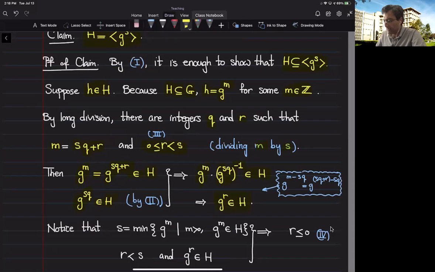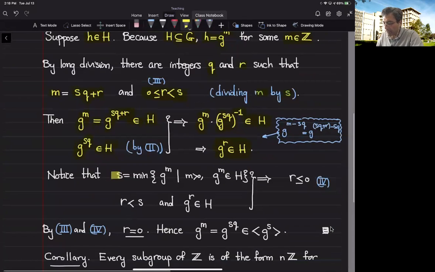But how can that be? Remember, s was the minimum of all positive integers where g to the m is inside H. Now, I'm telling you that g to the r is inside H, and r is strictly less than s. How can that be? This is what's supposed to be minimum among positive integers with this property. The only possibility is that r is not a positive integer. So from this and this, I deduce that r is not a positive integer. So r is indeed an integer, therefore it should be a non-positive integer. But r is also non-negative. So r is non-positive and non-negative, so it is 0.